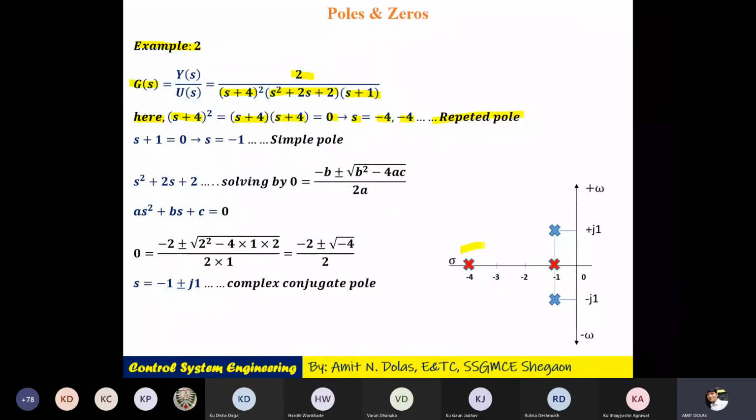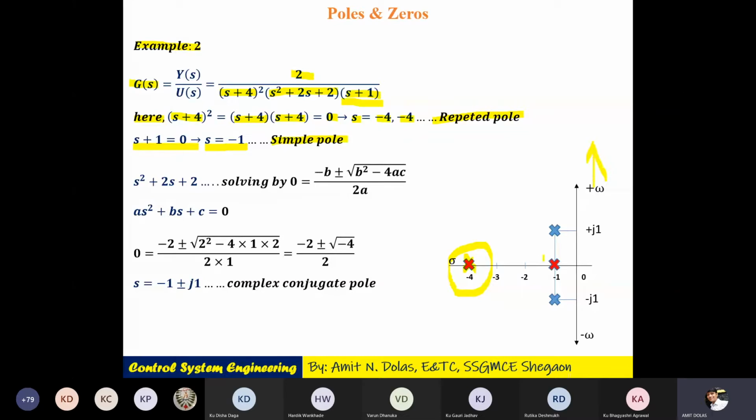So here, in the S domain, if we plot this, it will be a repeated pole. 2 crosses here, at -4. Then we'll put s plus 1 is equal to 0. S plus 1 is equal to 0, then s tends to -1. It is called a simple pole. So we can see this is what?